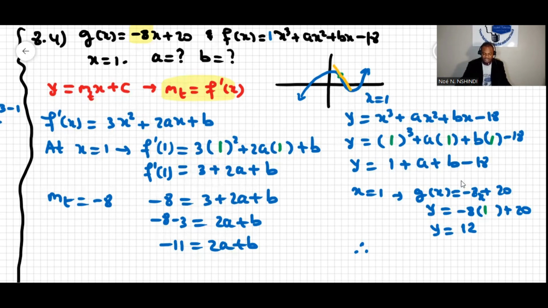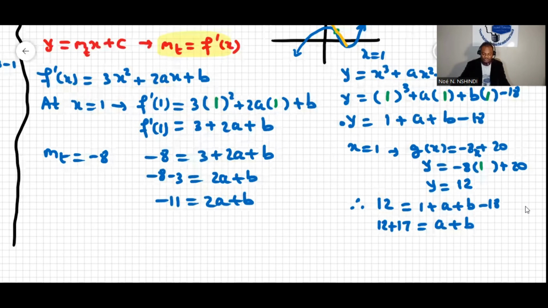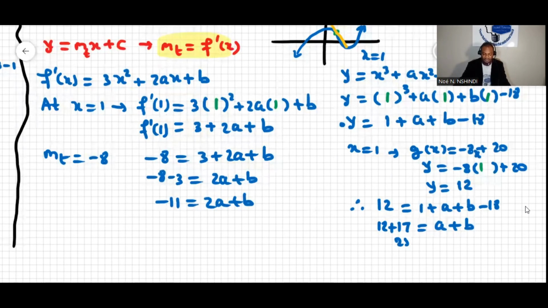Then we can say 12 will be equal to 1 plus a plus b minus 18. Okay, 1 minus 18 is minus 17. If I move 17 over, this will make 12 plus 17 equal to a plus b, and then this will be 29 equal to a plus b.